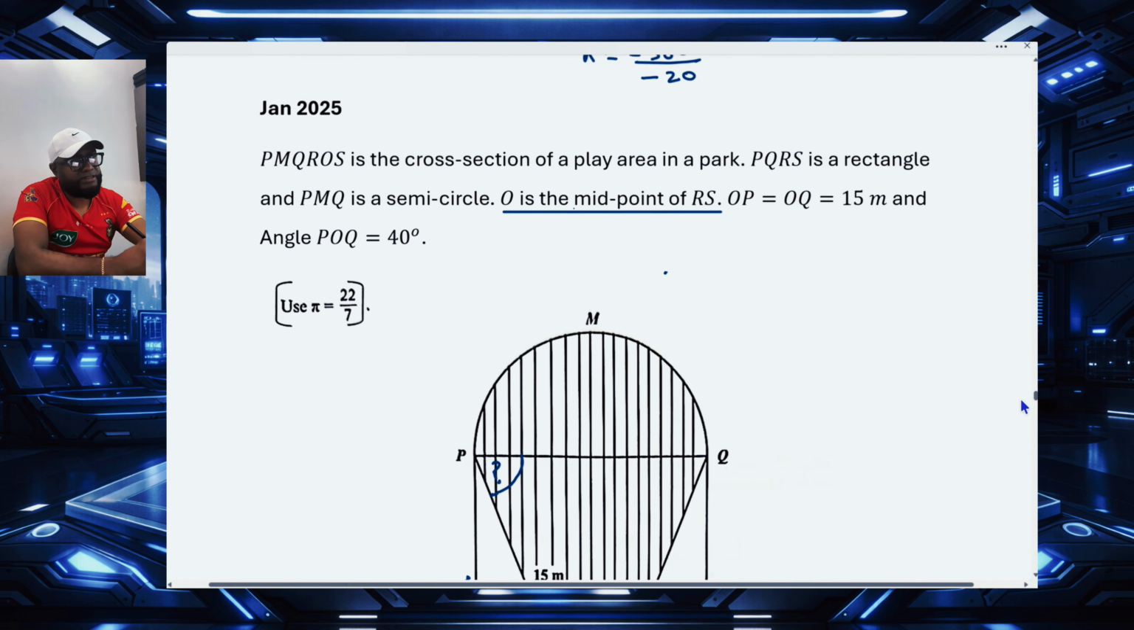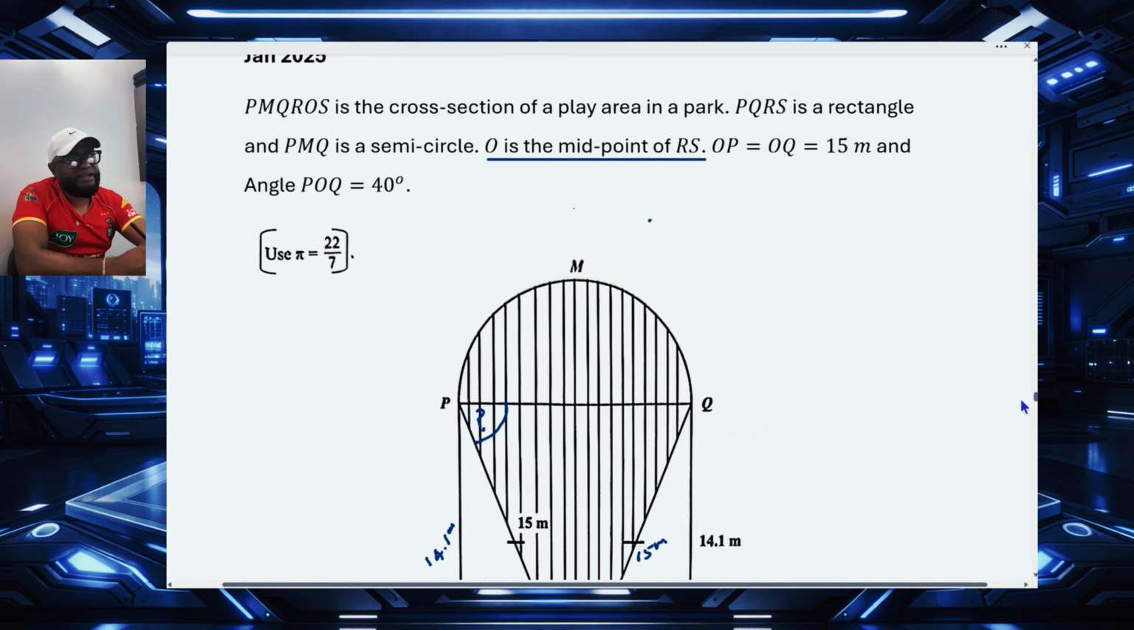I didn't have a number, I just have a year. I just have January 2025.